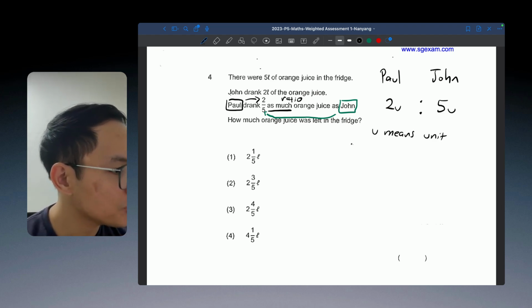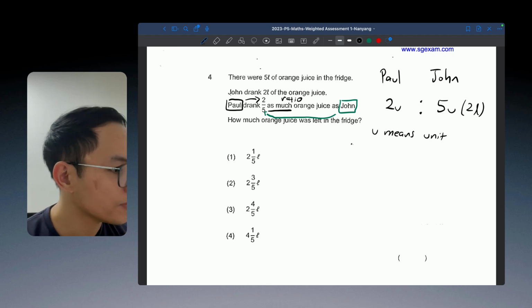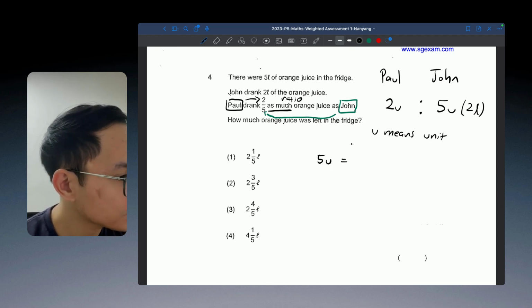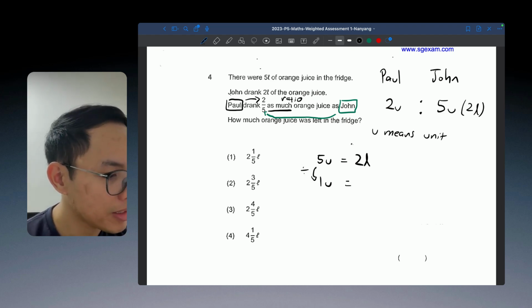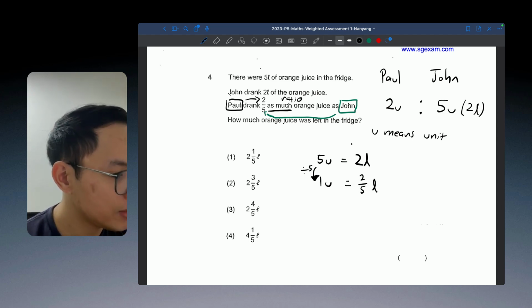So that means John drank 2 liters. So 5 units is actually 2 liters, as what you see over here. So if 5 units is equal to 2 liters, 1 unit is equal to, so we need to divide by 5, right? That's what you see over here. Okay, then that means this is 2 over 5 liters.